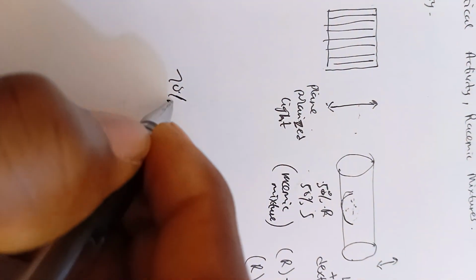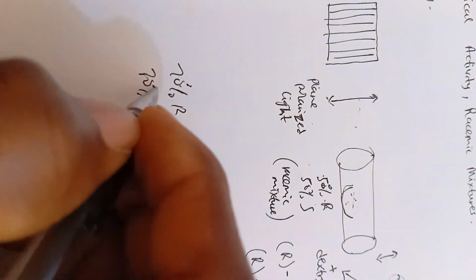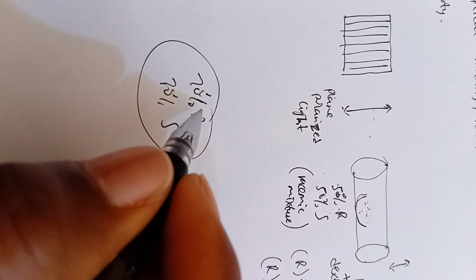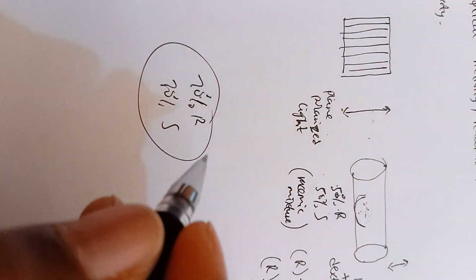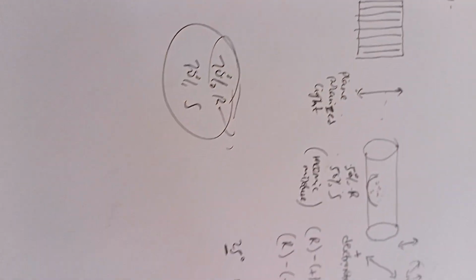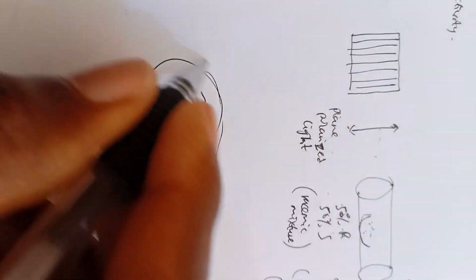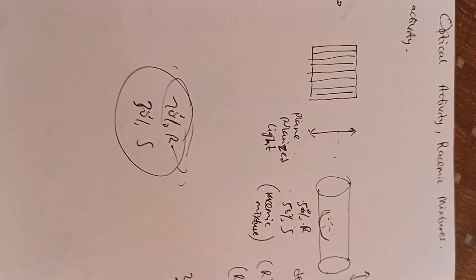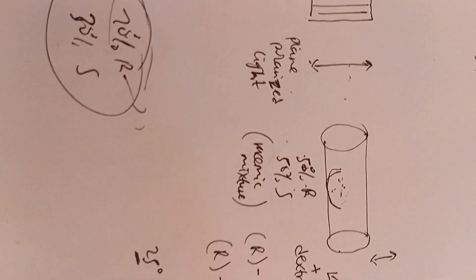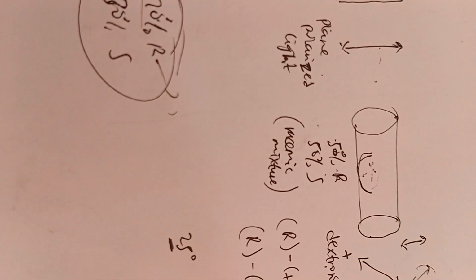So what if you have 70% of the R and 30% of the S? This is not a purely racemic mixture. Here, one of the enantiomers is in excess. So you can see enantiomeric excess exists. And who is in excess? The R enantiomer. So this is not a pure racemic mixture. If both concentrations are the same, then we say it is a racemic mixture.